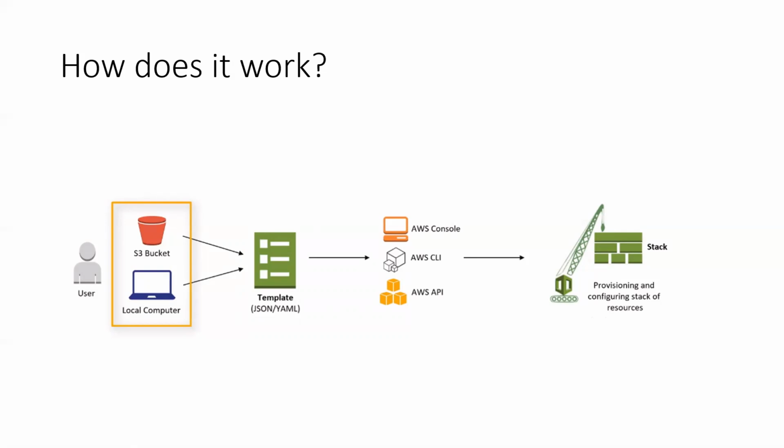Now, whatever the tasks and things are there in that template, with the help of the AWS console, CLI or API, any of these things, it will provision whatever resources you have mentioned in that template. It will provision all those resources for you. Basically it will create the stack like this for you. It will do this entire work for you.